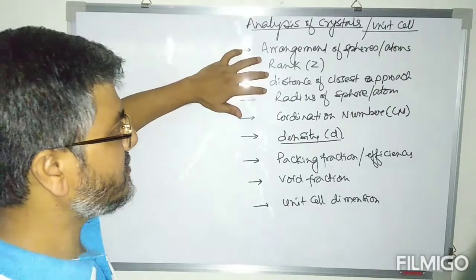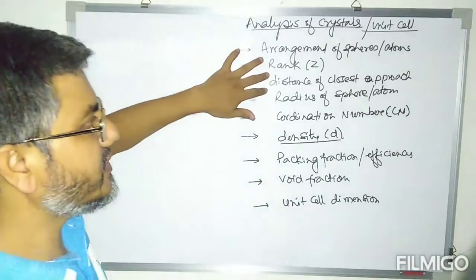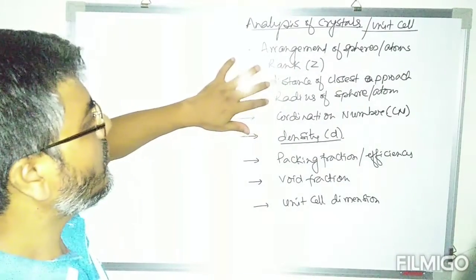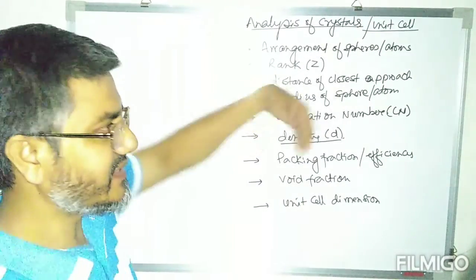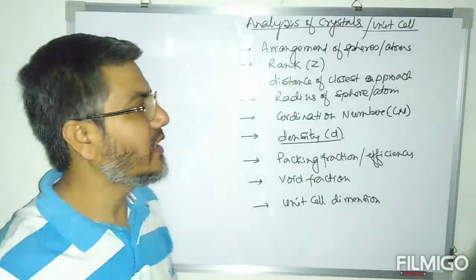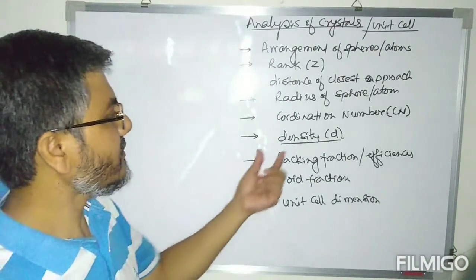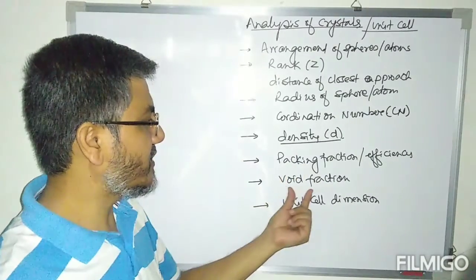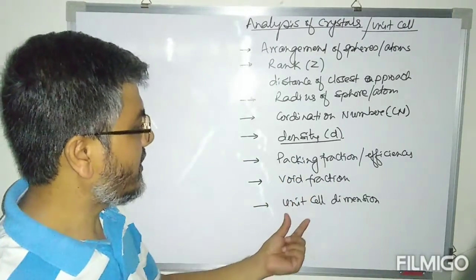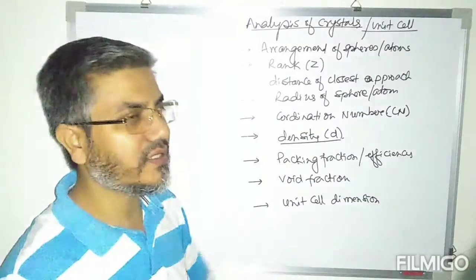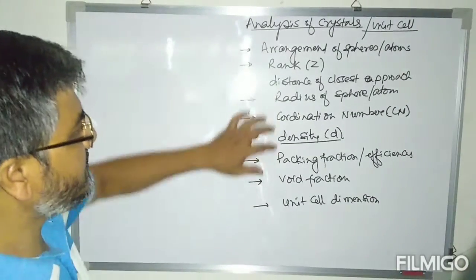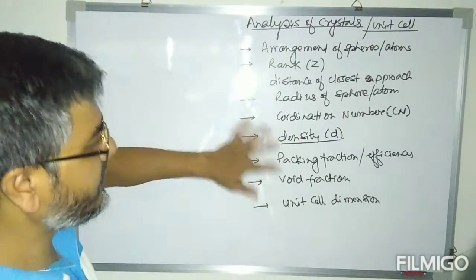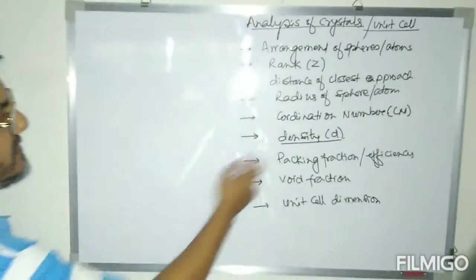What is the closest distance between any two adjacent spheres? What is the radius of atom or sphere? What is the coordination number? What are the nearest neighbors of any particular atom or sphere? What is the density of crystal? What is packing fraction? What is void fraction? And what is the unit cell dimension? Now there are some terms like density, packing fraction, void fraction. So let's define what is density.